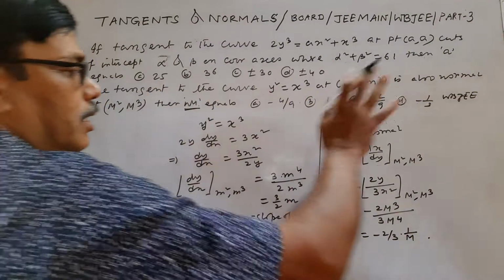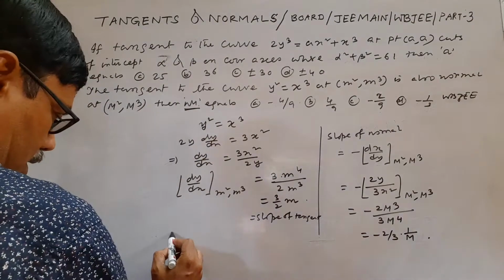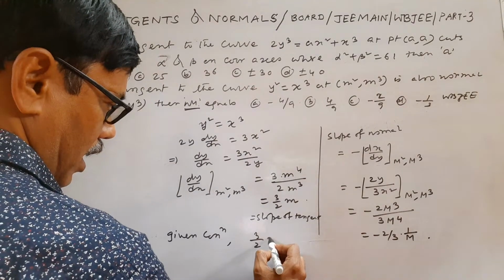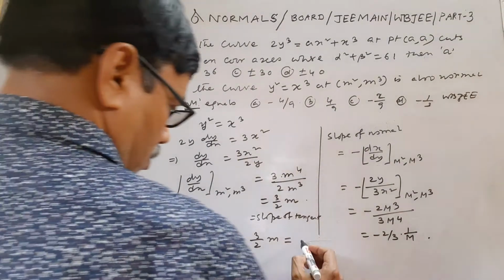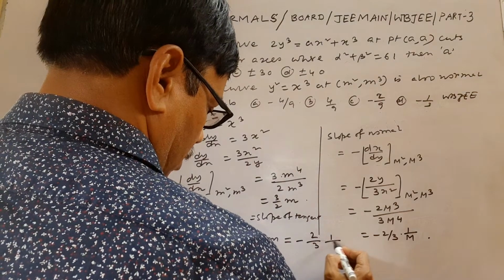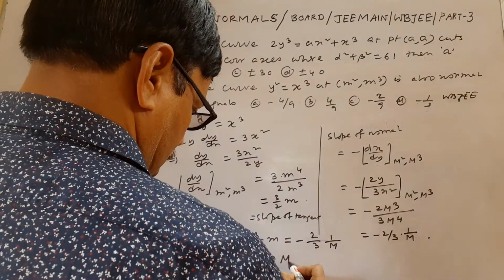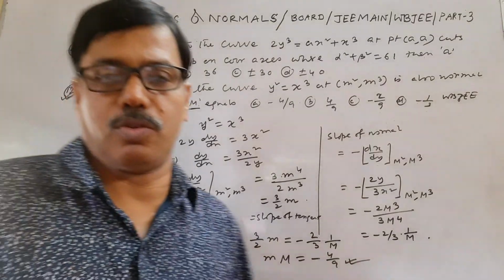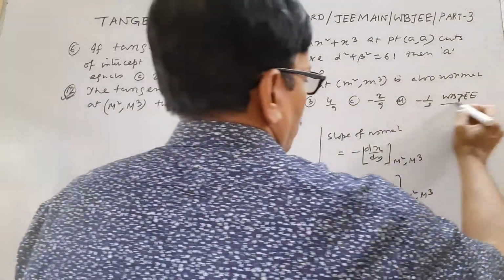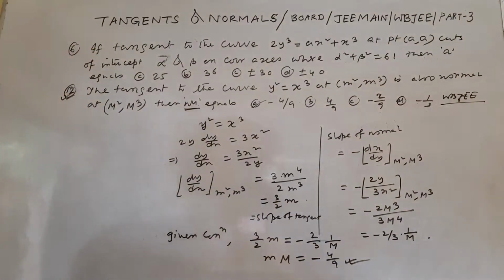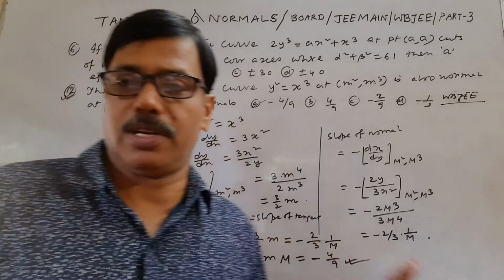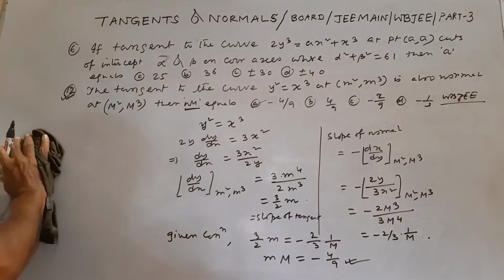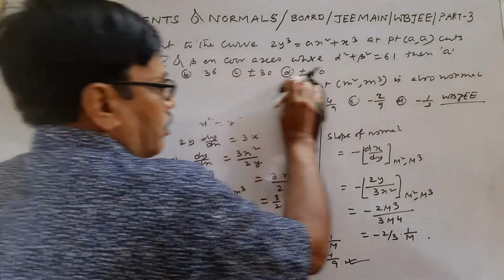So they represent the same line. So given condition, slopes are same. So 3 by 2 m equals minus 2 by 3 into 1 by m. So m into capital M is minus 4 by 9. So this is a 1 or 2 marks problem of WBJEE. So this is very simple but important also. Now problem number 6.